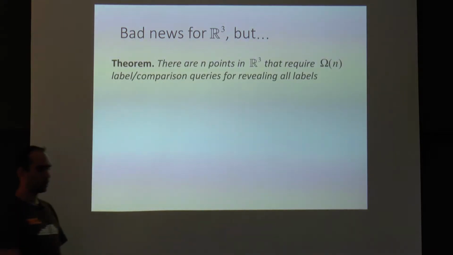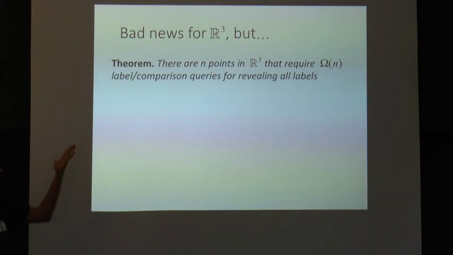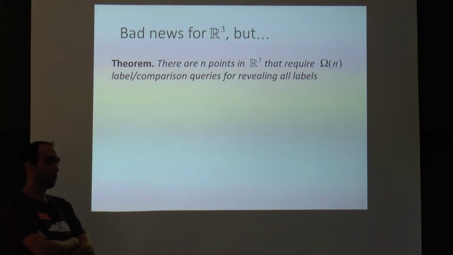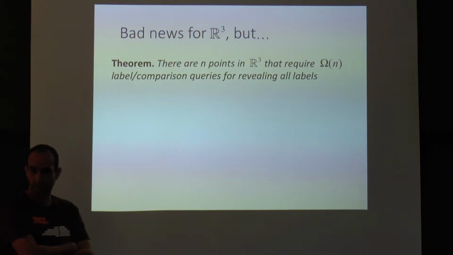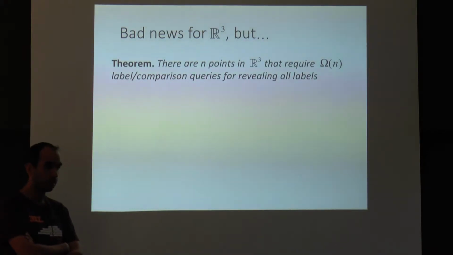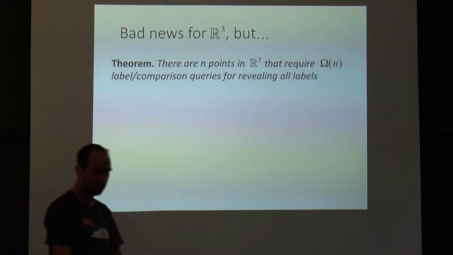Okay, now let's discuss higher dimensions. First of all, for the 3-dimensional space, we have some bad news. There is a set of n points such that every algorithm with comparison and label queries requires n over 2 of them. So this is bad news.